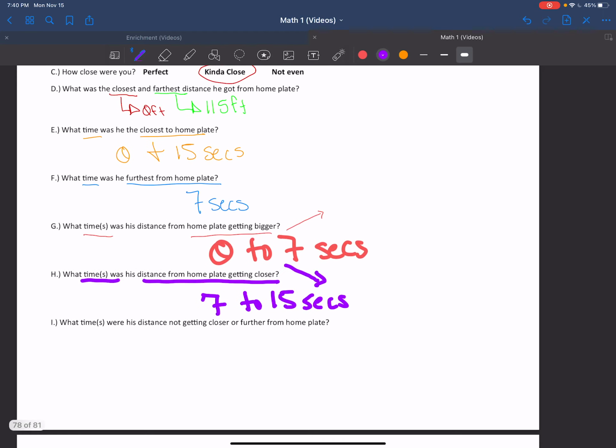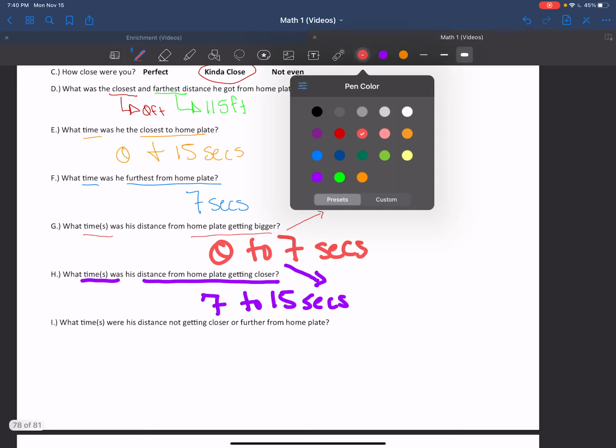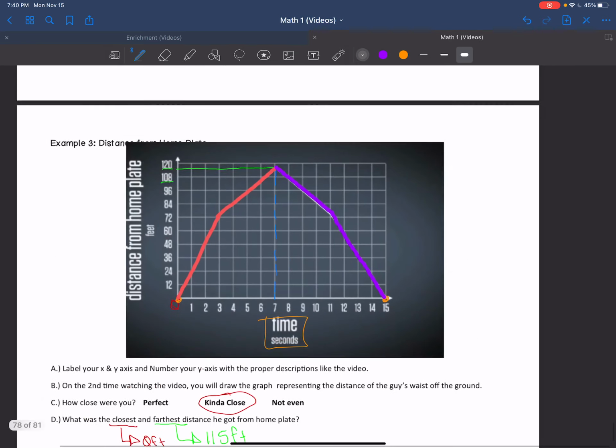And then last is, when is the distance not getting closer or further away? When is our graph flat? And there are no times for that, right? Our graph is not flat at any point.